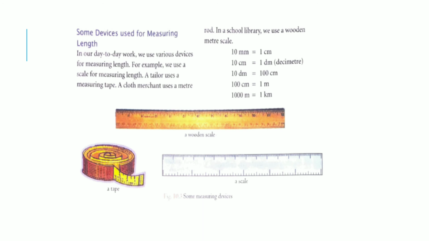In this table we can see that 10 millimeters is equal to 1 centimeter, 10 centimeters is 1 decimeter, 10 decimeters is 100 centimeters, 100 centimeters is 1 meter, and 1000 meters is 1 kilometer. These are very important. We should remember these things.